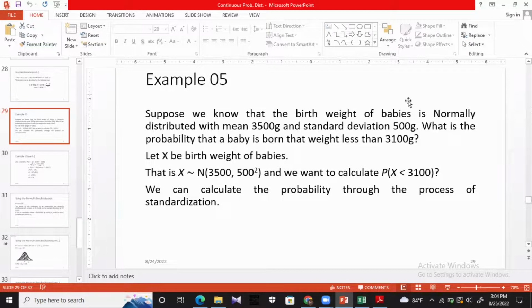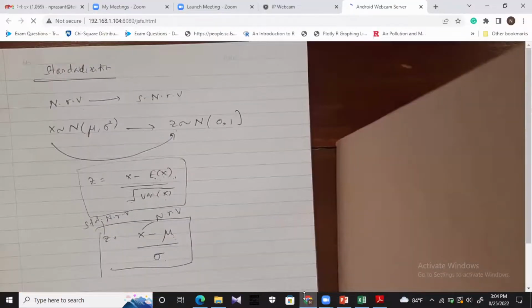And we know that the birth weight of babies is normally distributed. It's given normally distributed with mean this value and standard deviation this. So how do you write that statement according to statistics? How can I write it?